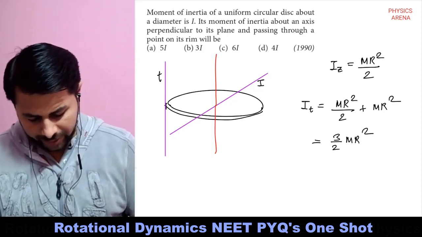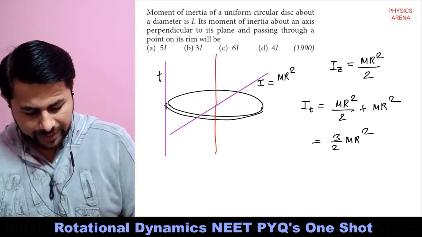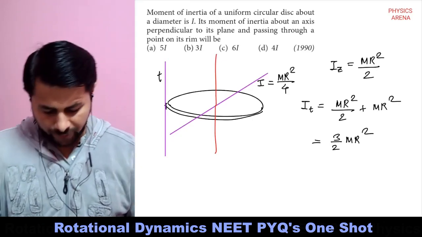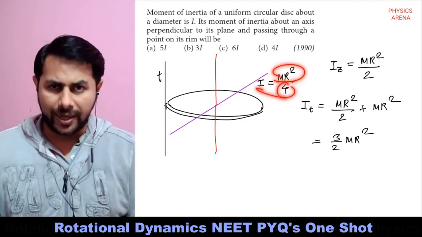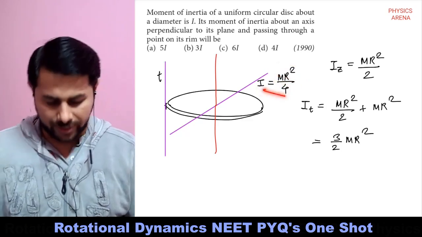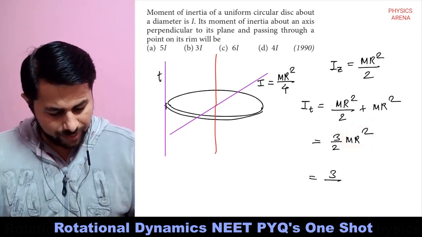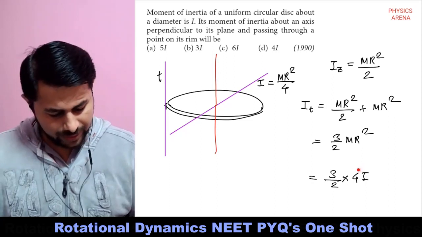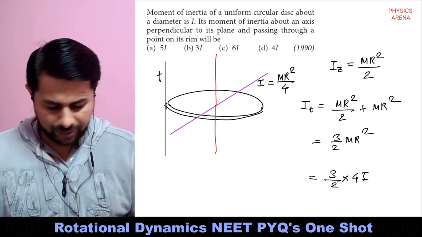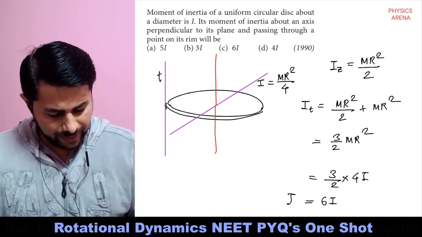And how much is this I? So I is equal to mr square divided by 4. So we can substitute that. So mr square is equal to 4I. If you take that 4 on the other side, we can substitute that here. So it is 3 by 2 multiplied by 4 times I. So 4 by 2 is 2. 2 times 3 is 6. So 6I is the answer.